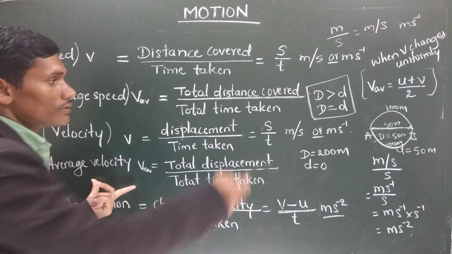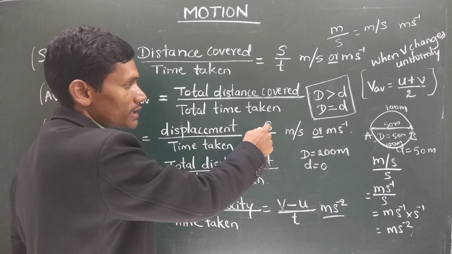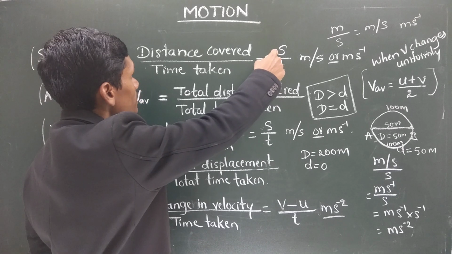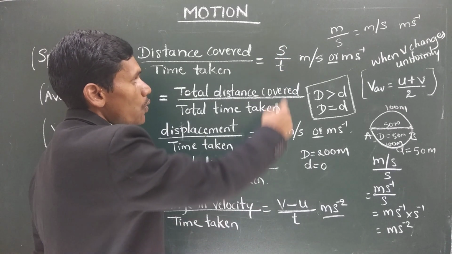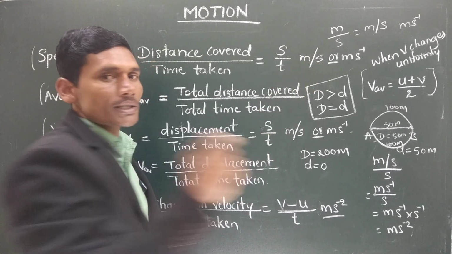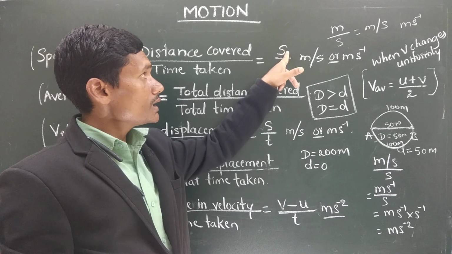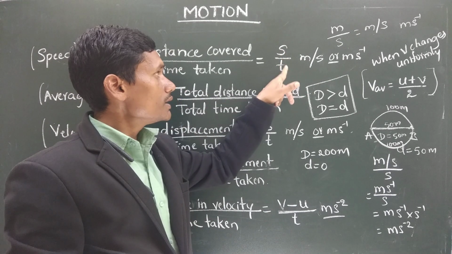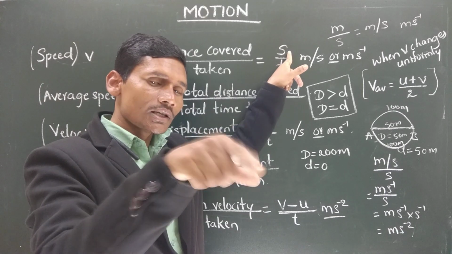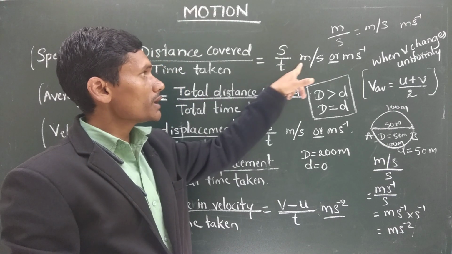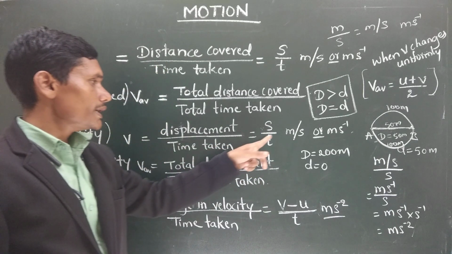Coming to the SI units, everywhere it is the same. Here S stands for displacement, and here S stands for distance covered. This is time again. What is the SI unit of speed? Meter per second, because distance covered is in meters, and time is in seconds. Distance covered is a length, and length is in meters. So meter per second. Velocity also is the same.